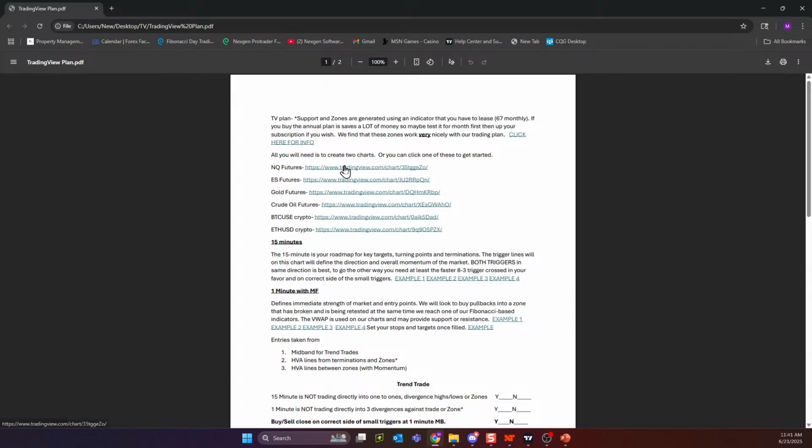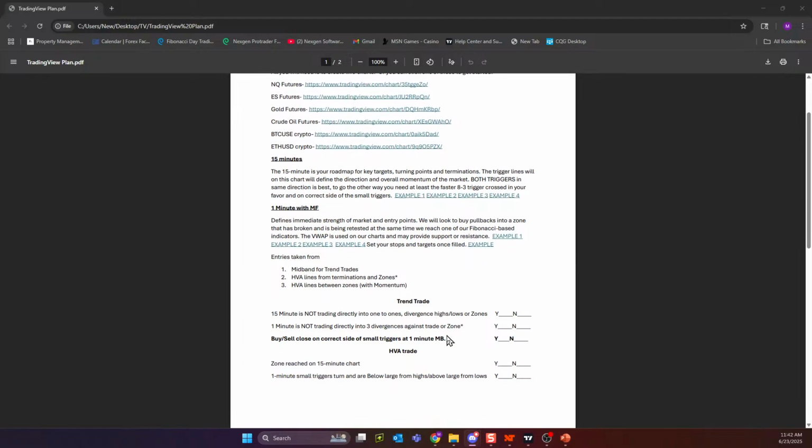All of your workspaces are right here in the plan. Let me drop this in here. That's the PDF form. So there's 2 charts. It's still big chart and little chart, Junior. But the 15-minute chart is your big chart. And this is the roadmap for key targets, turning points, and terminations.